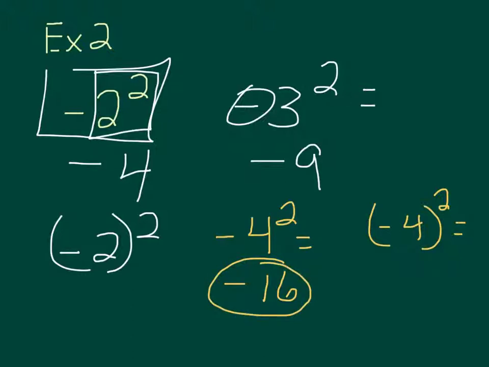Now, how about if I had (-4) squared? Whatever's in parentheses, I'm going to square it. So this means -4 times -4, and in this case, I get +16.